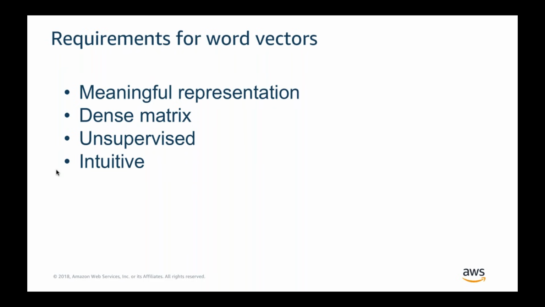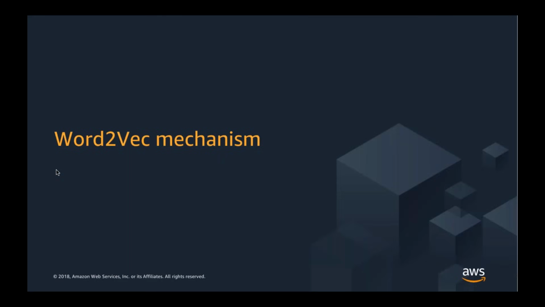So this has been a tough problem to solve, and it has been solved very recently, a few years ago, by a seminal paper. The algorithm is called word2vec, that is, words to vectors. So it's popularly called word2vec, and BlazingText is also based on this seminal paper. All right. So what is the word2vec mechanism?